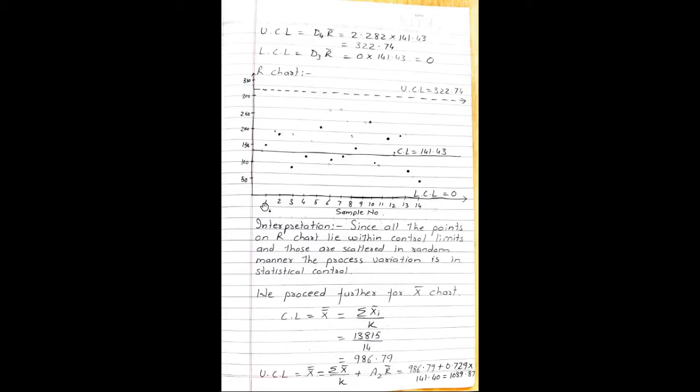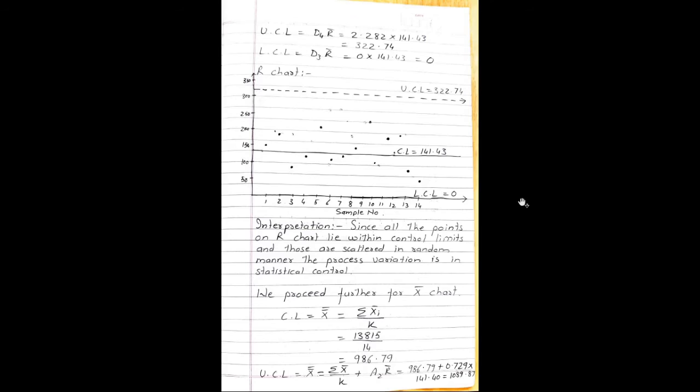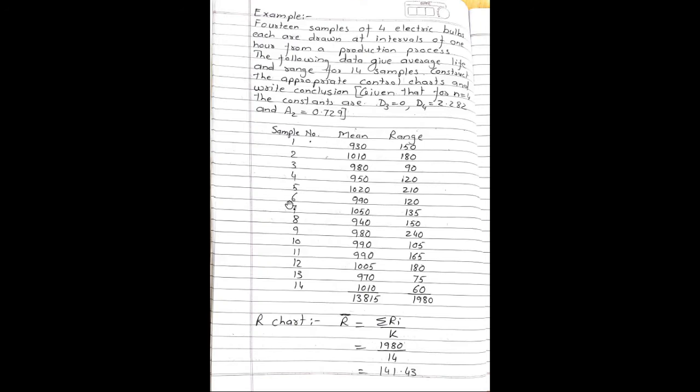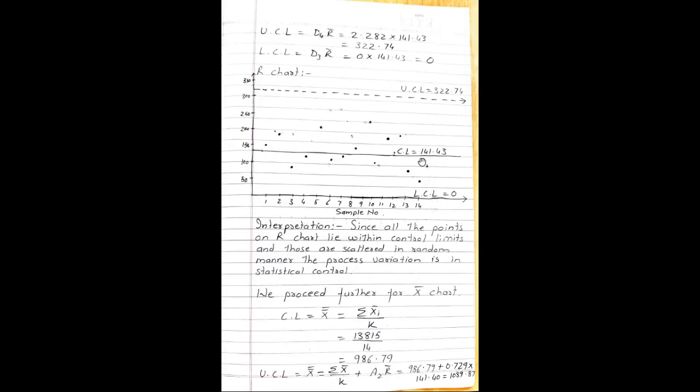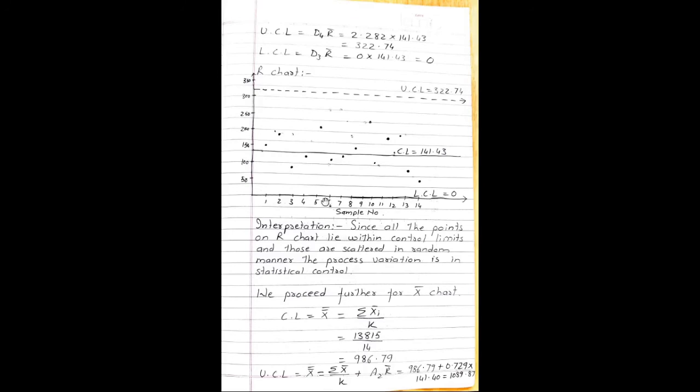For first sample, the range value is 150. So we'll plot 150. We will put one dot in front of 150. Second sample, the range is 180. Third sample, it is 90. Fourth sample, it is 120. Fifth sample, 210. Sixth is 120.